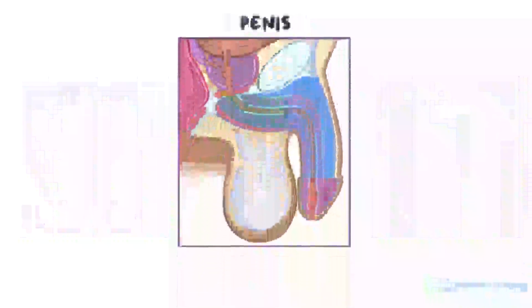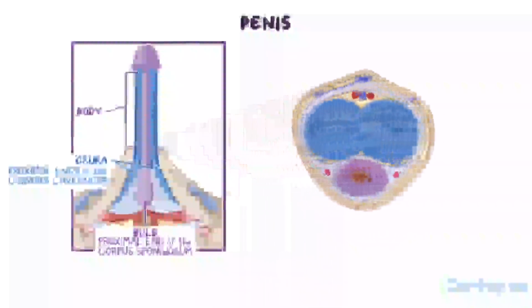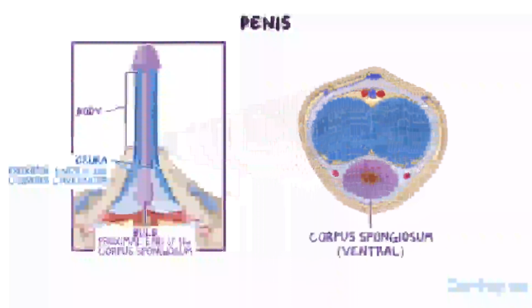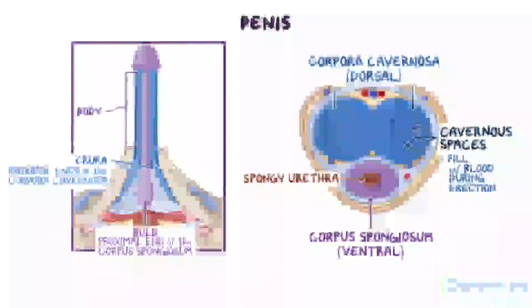Next is the penis, which has three parts called the root, the body, and the glans. The root contains three erectile structures: a single bulb, which is the proximal end of the corpus spongiosum, and the paired crura, which are the proximal ends of the corpora cavernosa. In the body of the penis, these erectile tissues form three columns with the single corpus spongiosum lying ventrally, surrounding the spongy urethra, and the paired corpora cavernosa lying dorsally. These erectile tissues house tiny spaces called cavernous spaces, which fill with blood during an erection. Finally, the corpus spongiosum extends distally to form the glans penis.